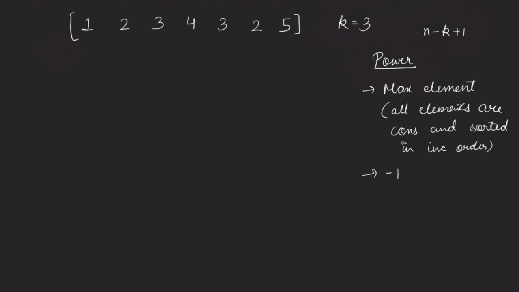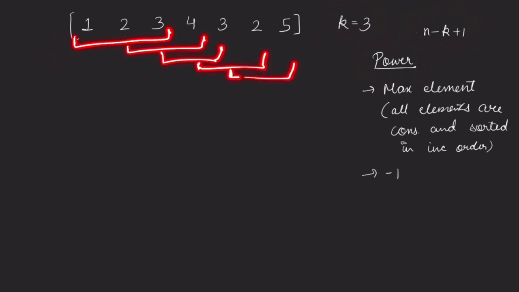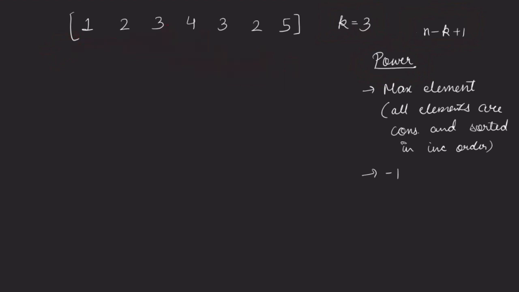So now if we see, what is the first subarray of size k, which is 3? It will be this, right? Then next will be this one, next will be this one, then next will be this, and then next will be this, right? So we in total have 5 subarrays. Here how many are the number of elements? It is 7. So 7 minus 3 plus 1, which is equal to 4 plus 1, that is 5.